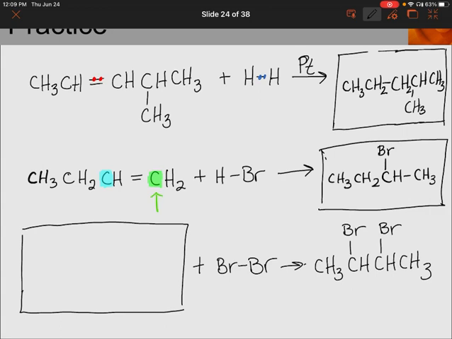Okay, last question. We don't know what our starting material is, but we do know that we're adding 2 bromines across the double bond. Now, looking at our product and where those bromines added, where was the double bond?